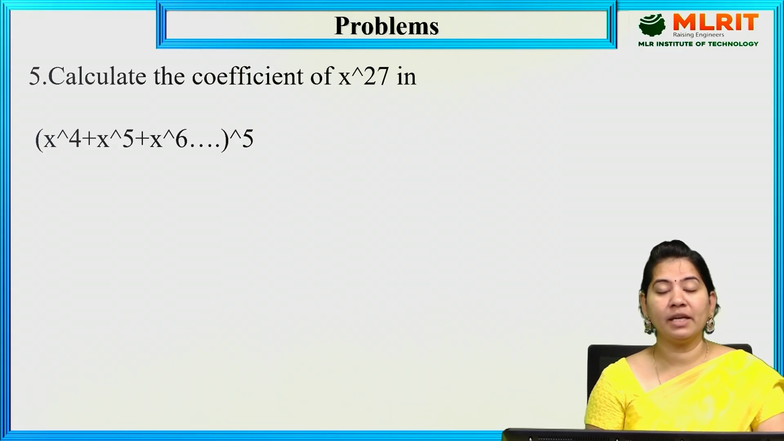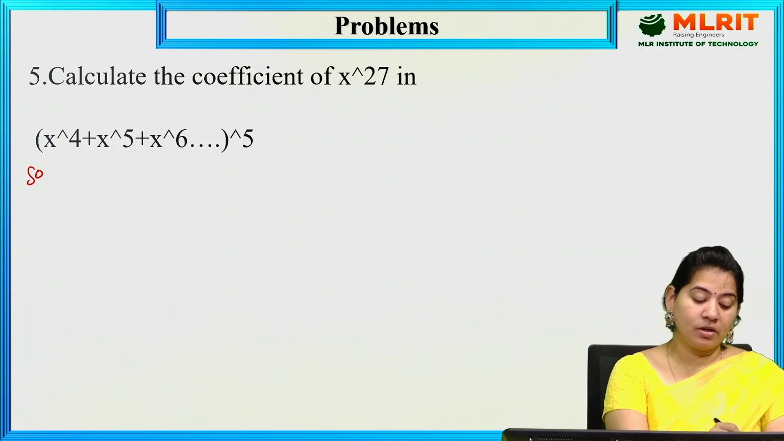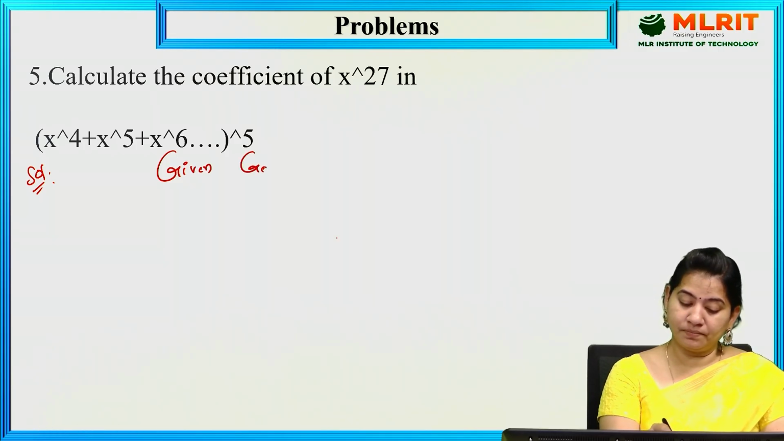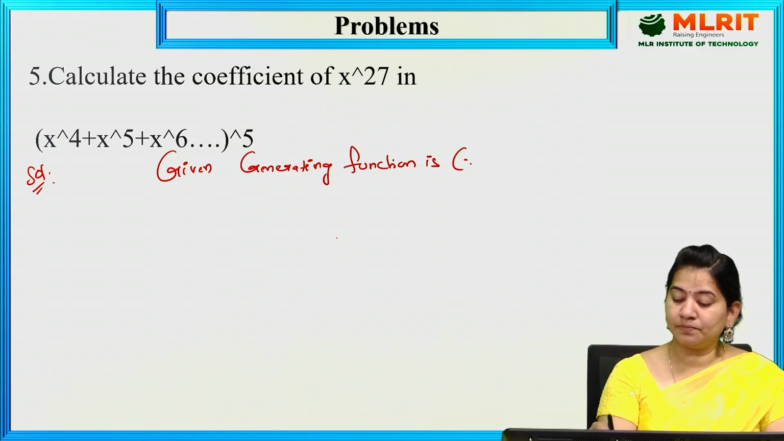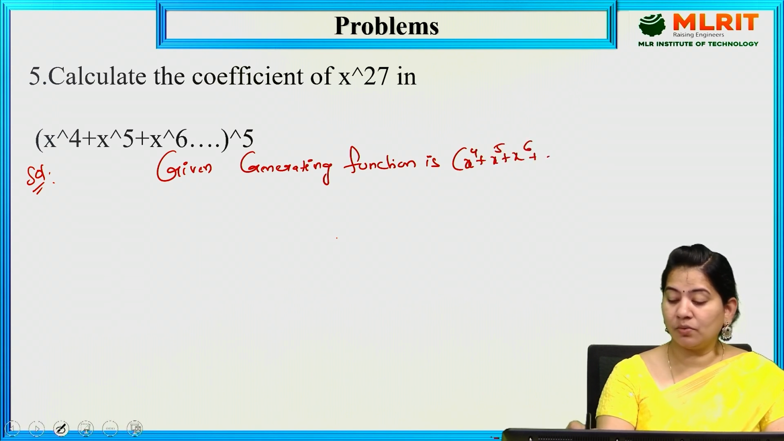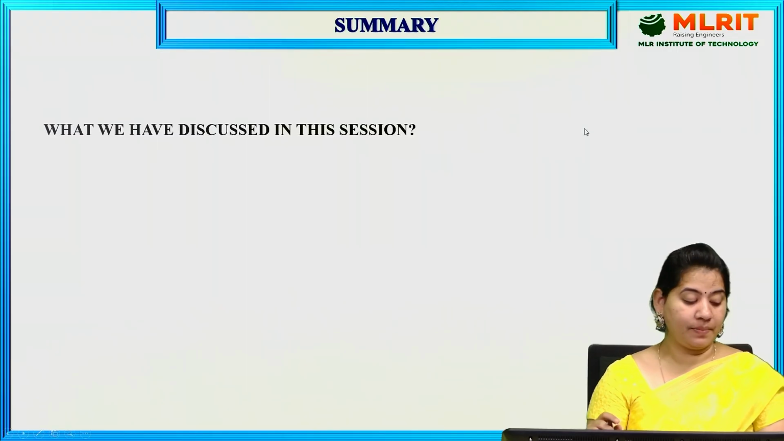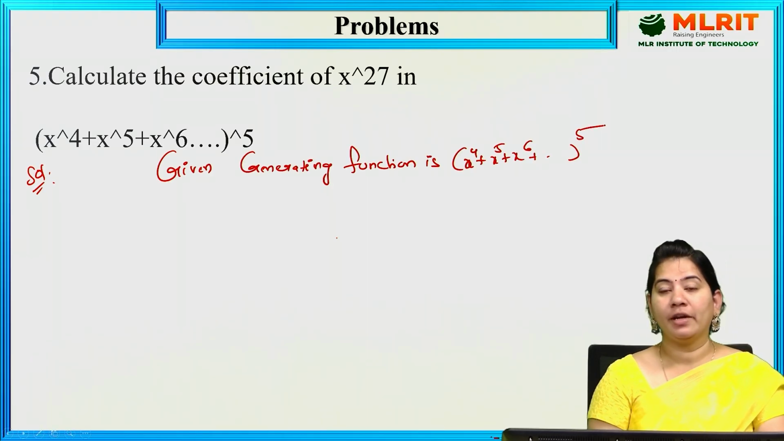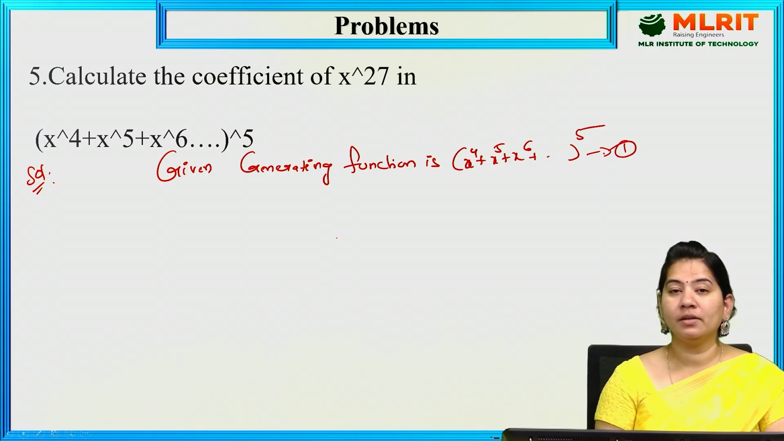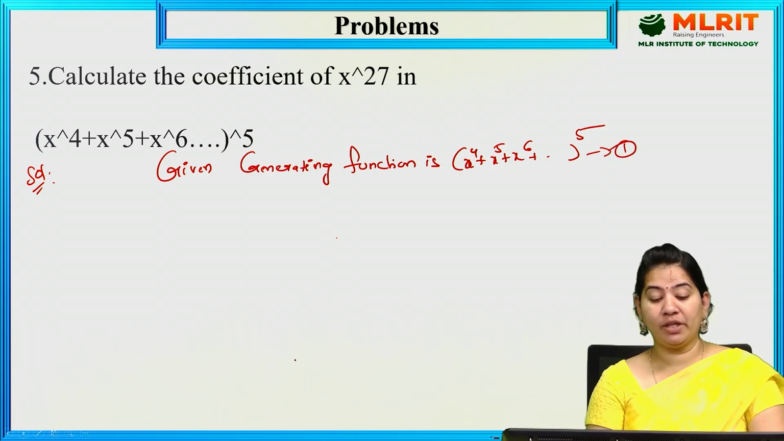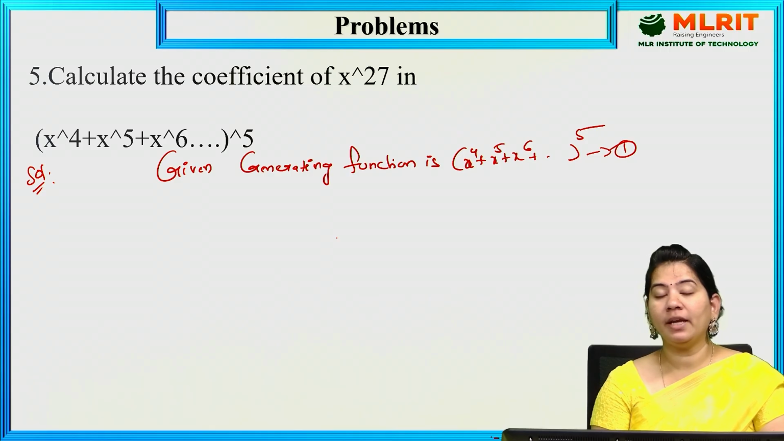This is the last problem in calculating the coefficient of generating functions. So now see, the given generating function is x power 4 plus x power 5 plus x power 6 plus so on, whole power 5. Let us consider this as equation 1 here. So here n value is positive. But if you observe, we need to take it in the form of 1 plus x whole power n or 1 plus x whole power minus n.